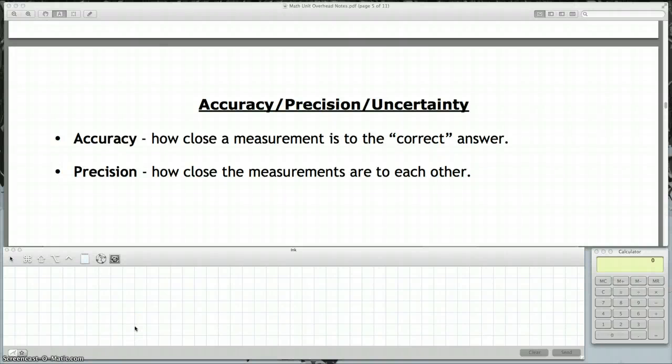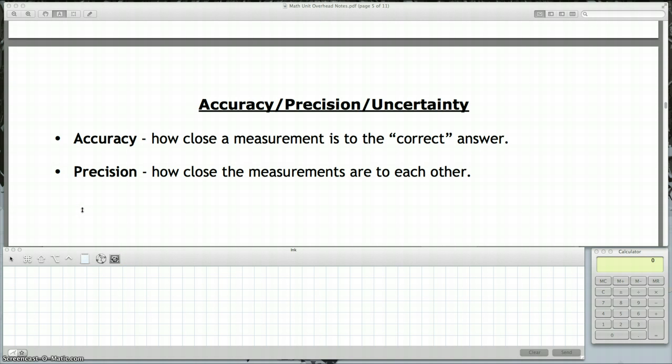Hello. This lesson will cover accuracy, precision, and uncertainty. The first two terms, accuracy and precision, a lot of you may think are the same thing. They're similar, they're related, but they are different. Accuracy is defined as how close a measurement is to the correct answer. Now, you don't always know what the correct answer should be, so this one's a little tougher.